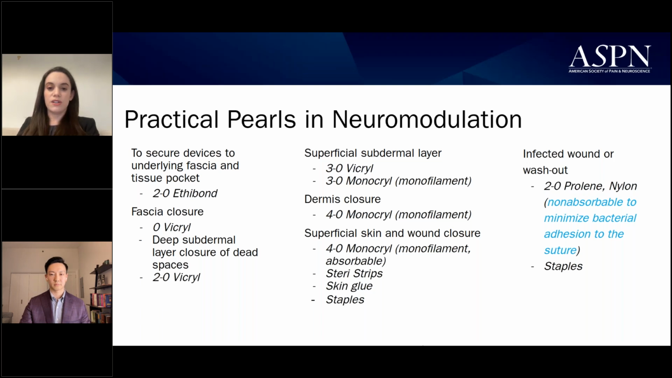And just to point out, if you're doing a wound washout, you would want to use either a monofilament suture that is non-absorbable to minimize your bacterial adhesion to the suture, or you would want to use staples.